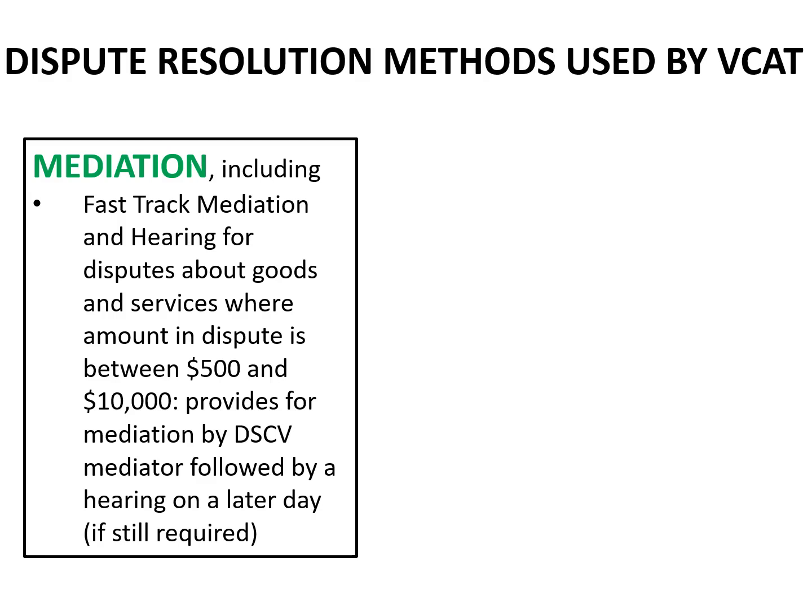In particular, where the dispute is about goods or services and where the amount in dispute is between $500 and $10,000, then VCAT might invite the parties to attempt to resolve their dispute by mediation using the fast-track mediation and hearing program. Under this program, the mediation is conducted by a mediator from the Dispute Settlement Centre of Victoria. However, if the parties are unable to resolve their dispute at the mediation, then VCAT will decide the dispute for the parties at a final hearing that is held on a later day.